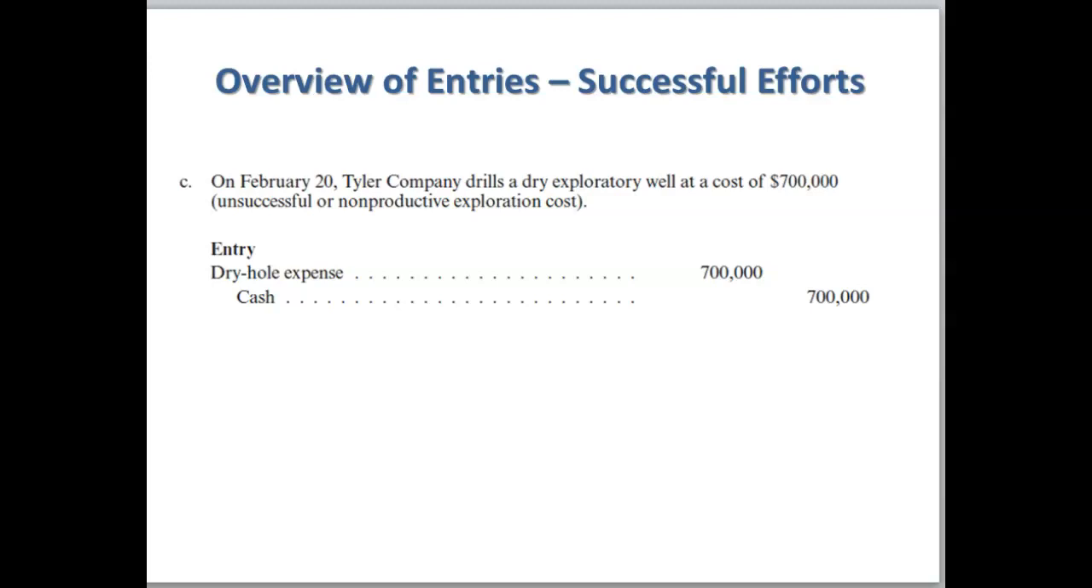On February 20th, Tyler Company drills a dry exploratory well at a cost of $700,000. Again, with successful efforts, an exploratory well that's dry would be expensed. So we would debit dry hole expense and we would credit cash.